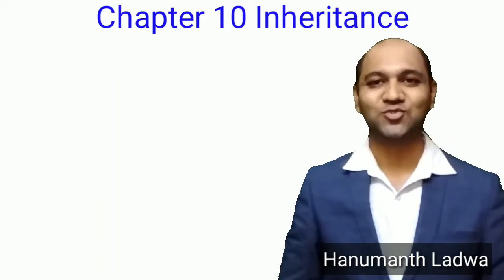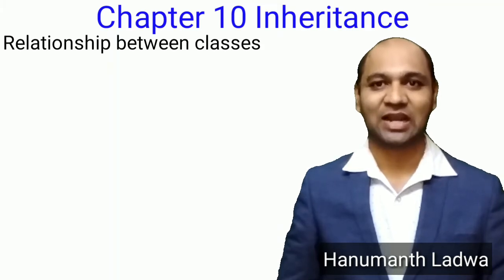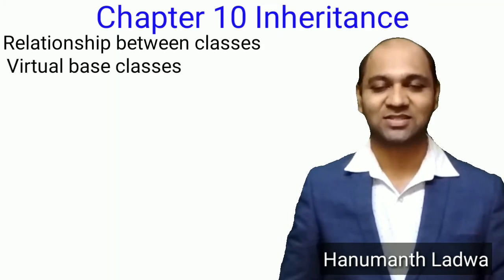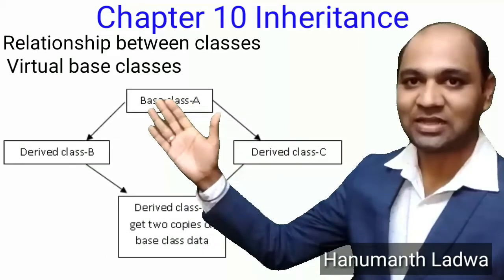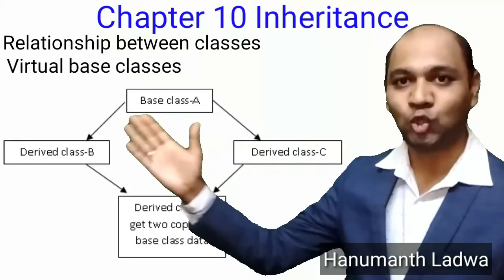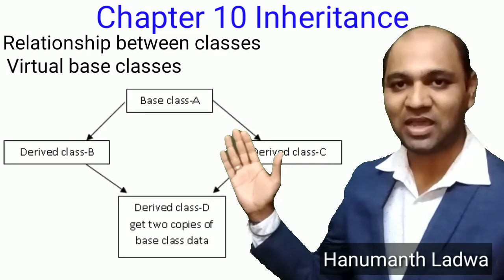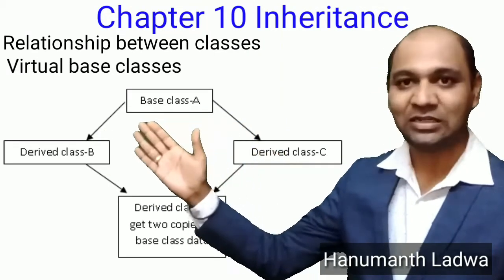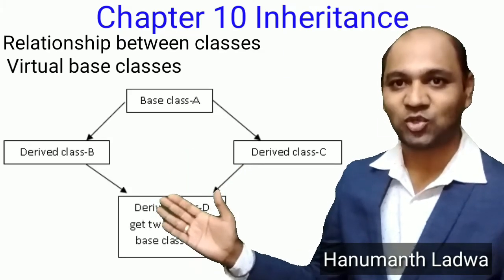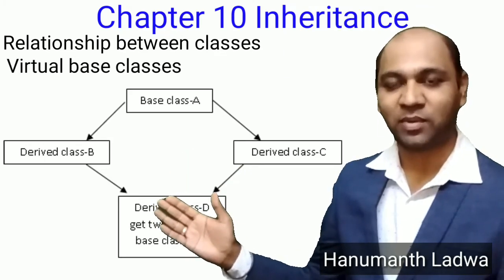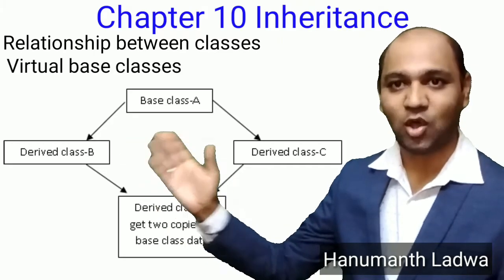Hello my dear students, in this video we are going to study relationship between classes, virtual base classes. Consider a situation wherein you can see here class A is derived into two derived classes B and C. Here in turn B and C are further derived into one more class called D. So here D will acquire the properties of either B or C.